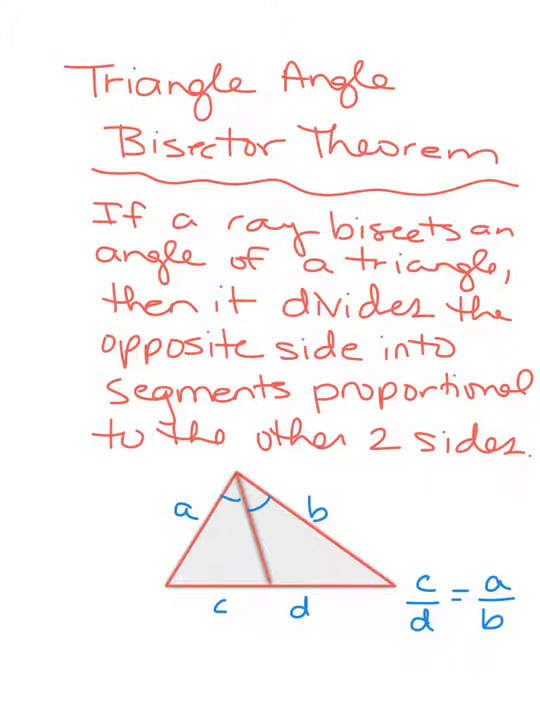Our last theorem for today is called the triangle angle bisector theorem. What it says is if a ray bisects an angle of a triangle, then it divides the opposite side into segments proportional to the other two sides.